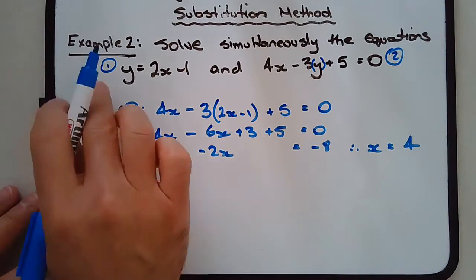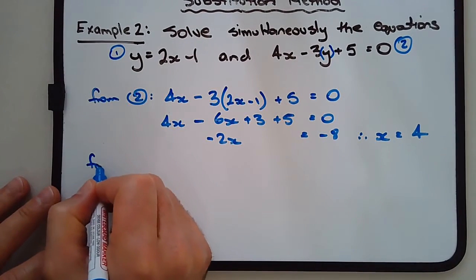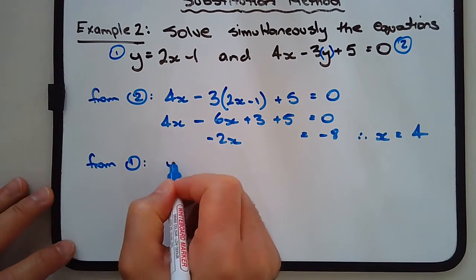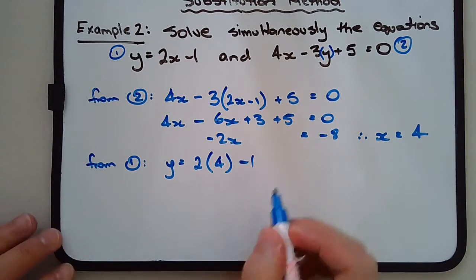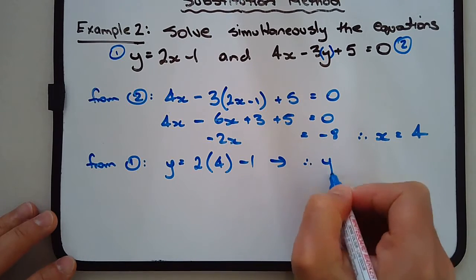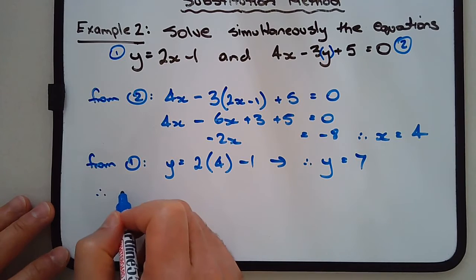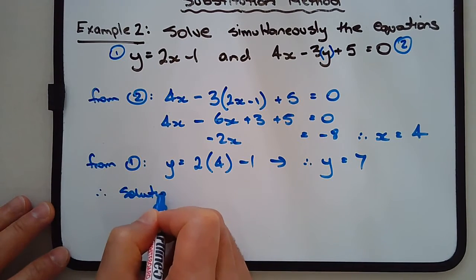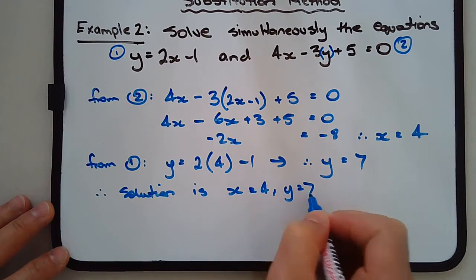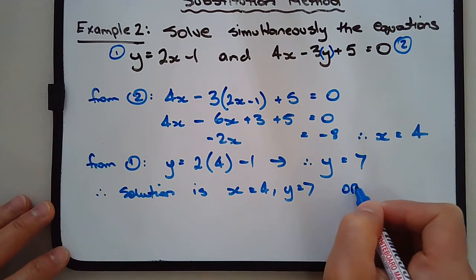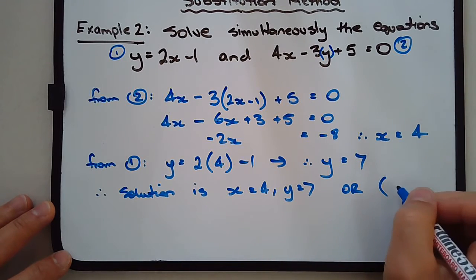Now we can use equation number 1 to find the value of y when x equals 4. So from equation number 1, y is equal to 2 multiplied by 4 minus 1. So therefore y is equal to 7. Okay, so therefore the solution to this equation is x equals 4, y equals 7, or we could write it in coordinate form. That's (4, 7).